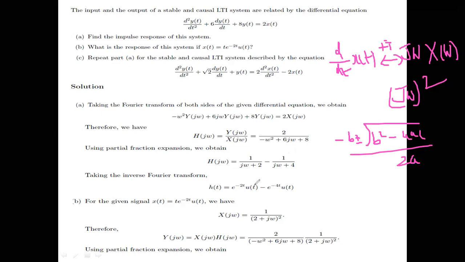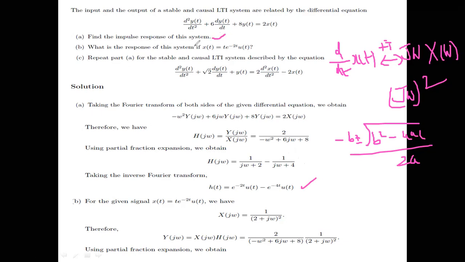Now apply the inverse Fourier transformation: 1 by a plus j omega gives e power minus 2t mu of t, and here the second term gives 4 e power minus 4t mu of t. Okay, my dear students, this is to find the impulse response of this system. Impulse response of this system.